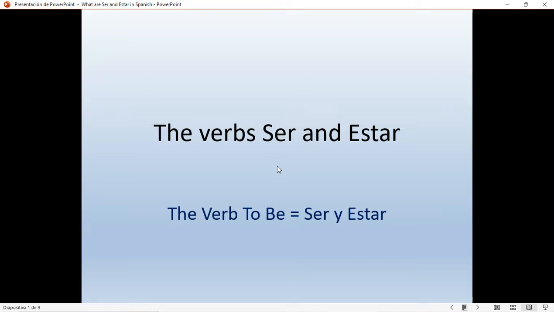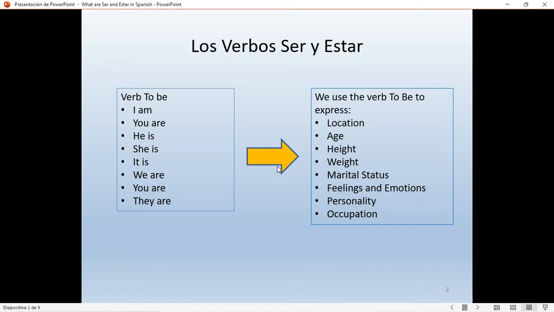Let's see how those verbs work. Here we have verb to be in English language. So we have I am, you are, he is, she is, it is, we are, you are, they are. To be is in its infinitive form. First person in the singular, second person in the singular, third person in the singular, first person in the plural, second person in the plural, and third person in the plural.